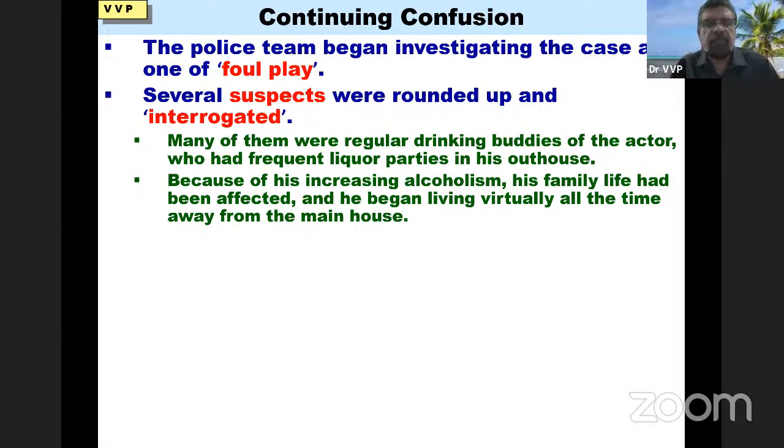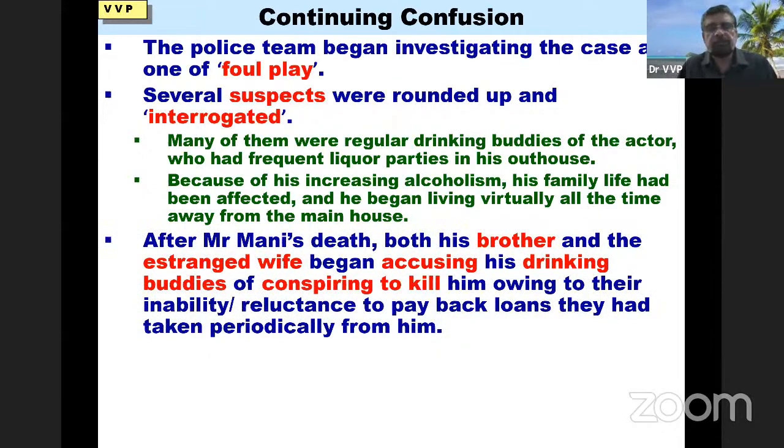So many people who were actually former friends of this deceased actor were all rounded up and interrogated, and the family of Kalaban Mani added to the whole situation by alleging foul play and saying that since chlorpyrifos was detected, it was indicative that actually he was killed by some of his friends who had taken loans from him and were unable to pay. So in order to avoid paying, maybe he was killed. All kinds of wild allegations started making the rounds, making it very difficult for the police to investigate.